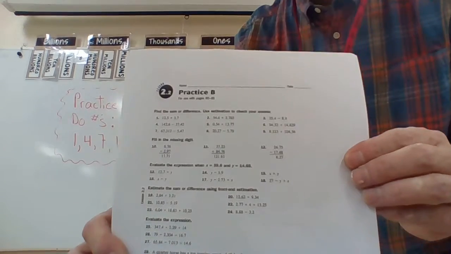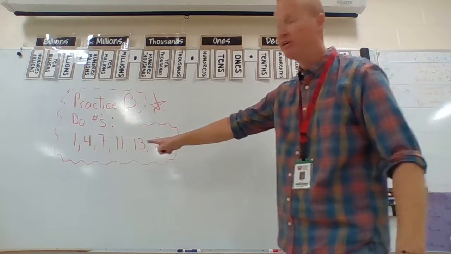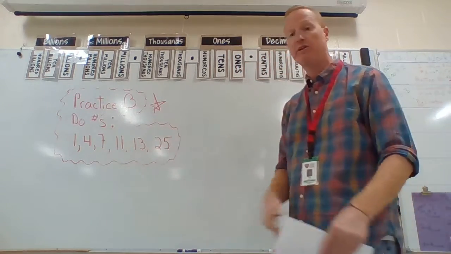Right there, there's homework practice B. That's what it looks like. And the problems that we're going to be doing are listed on the board right here: 1, 4, 7, 11, 13, and 25.